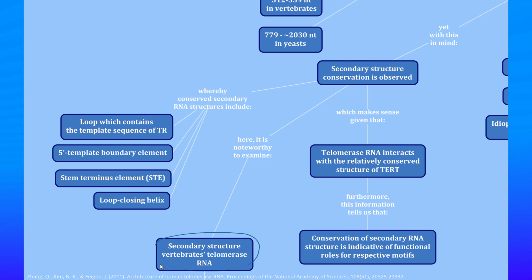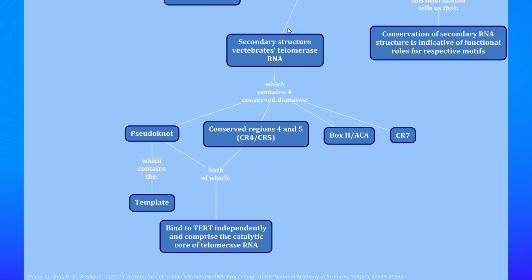So let's look at the telomerase RNA of vertebrates. The telomerase RNA of vertebrates contains 4 conserved domains. These 4 conserved domains are the pseudoknot, which contains the template for telomerase synthesis of telomeric repeats. It also includes conserved regions 4 and 5. So conserved regions 4 and 5 are also labeled CR4, CR5.